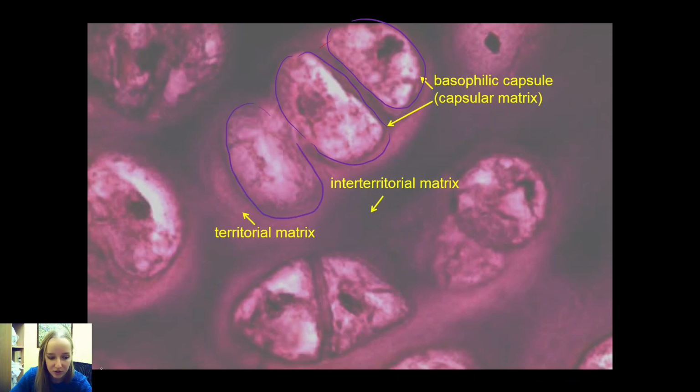So there is a basophilic capsule, and then we have this territorial matrix that is lighter. It's not so mature as interterritorial matrix that is darker. But what we do have is more collagen type 2 here in this interterritorial matrix. On the other hand, territorial matrix contains more glycosaminoglycans, but less collagen type 2. So that's it basically, and you should know this. That's why I'm repeating it many times.